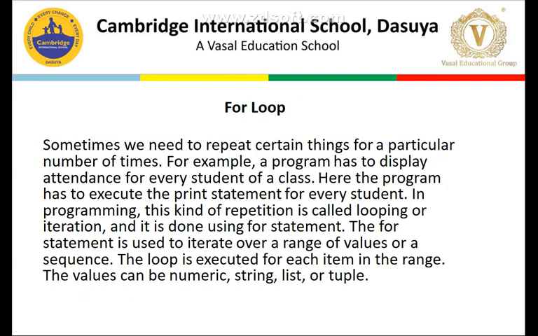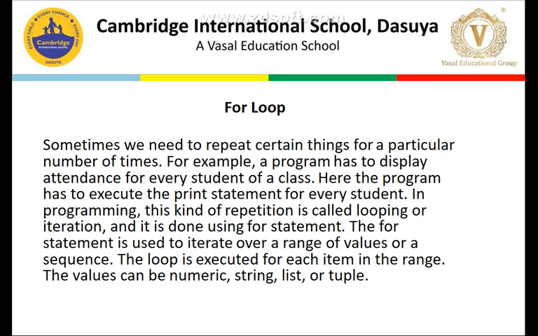So students, moving to today's topic, that is the for loop. We have already covered what a loop is. A loop is iteration where a fixed number of steps are repeated again and again. Clear? Sometimes we need to repeat certain things a particular number of times.